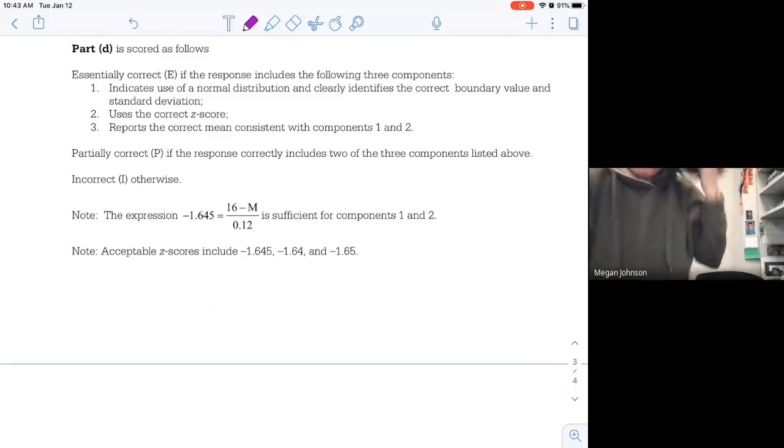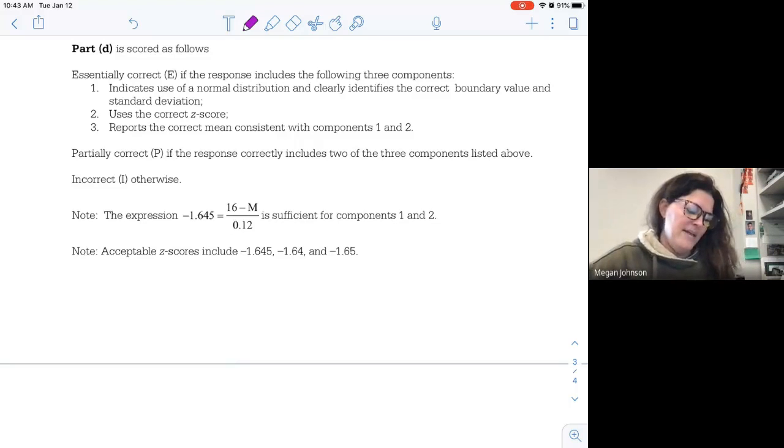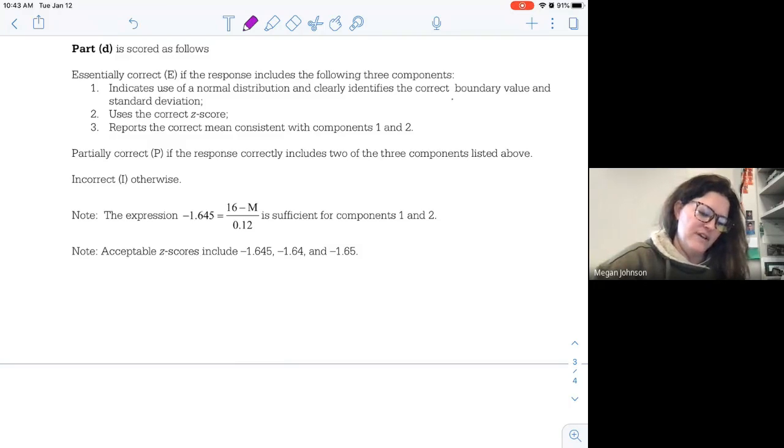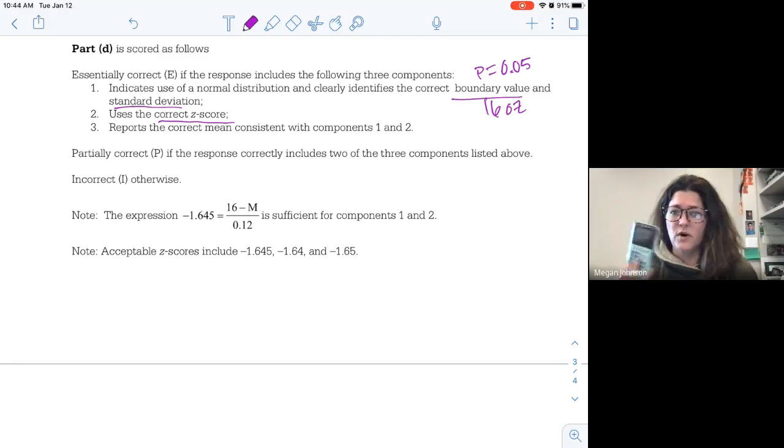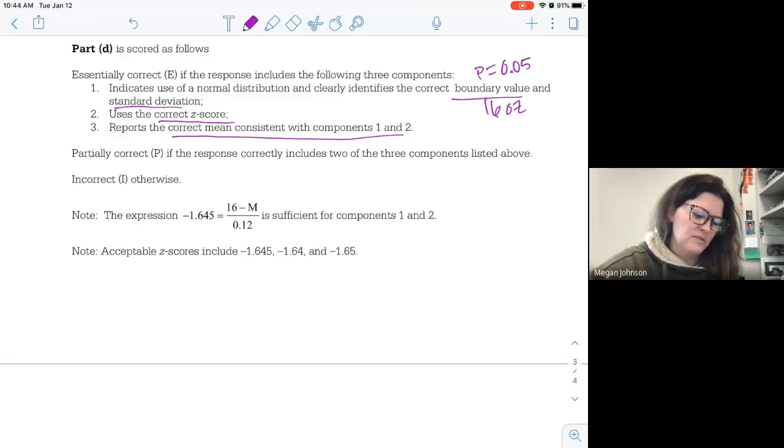So in part D, here's your essentially correct. 3 components again. Indicates the use of a normal distribution and clearly identifies the correct boundary value and standard deviation. That boundary value of 16 ounces and the P of 0.05. That's what they mean by boundary value. Uses the correct z-score. They want a z-score calculation here. I know you guys probably don't use z-score very often because we have fancy machines that do most of the work for us, but they want a z-score calculation here. And then reports the correct mean consistent with components 1 and 2.